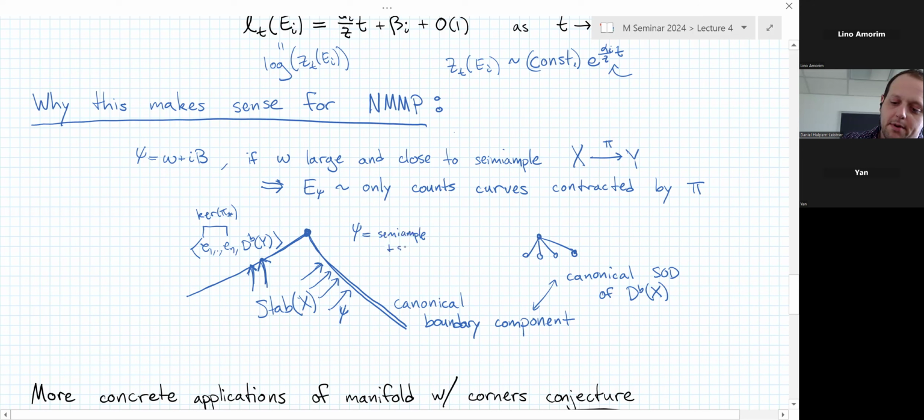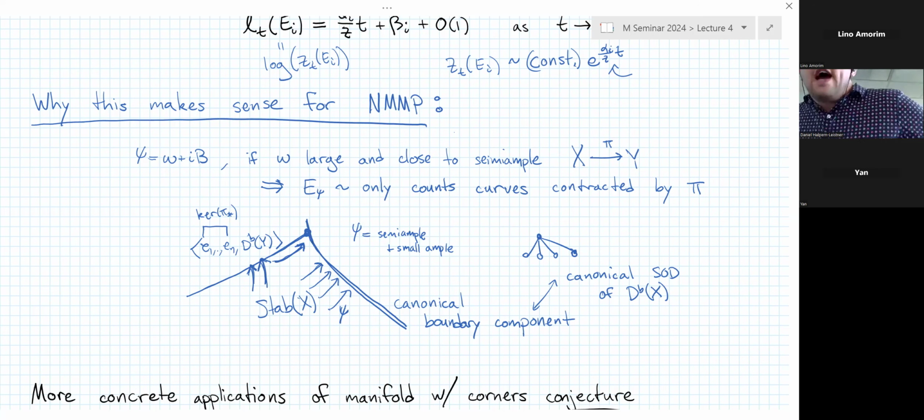And then if you turn on, if you say psi is like a semi-ample plus a small ample, then you'll end up actually flowing into this codimension two part, which actually sits on this canonical divisor. So that's the picture of why.